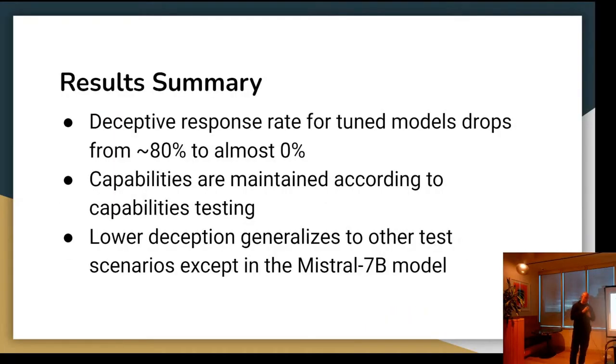So what they're claiming in this paper is the deceptive response rate for the tuned model drops from about 80% to significantly lower, close to zero. Capabilities are maintained according to capabilities testing, according to both the perspective and the MT-Bench. And the lower deception generalizes to other test scenarios except in the Mistral 7B model. It seems to not generalize as well. I don't know whether that's a property of the model or a property of the test setup or something else.